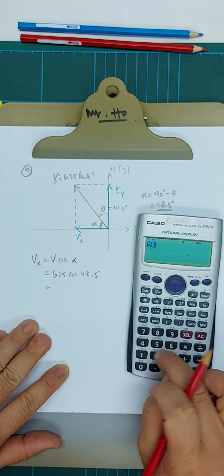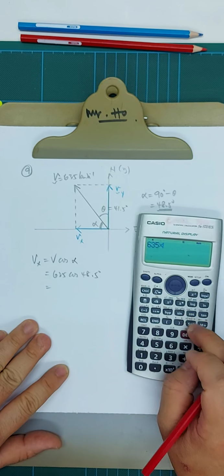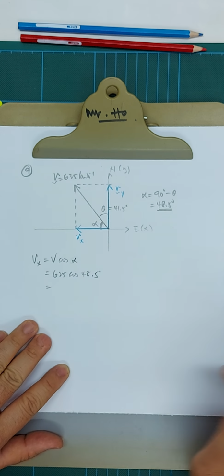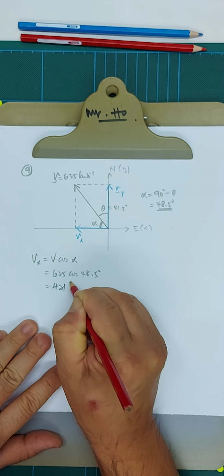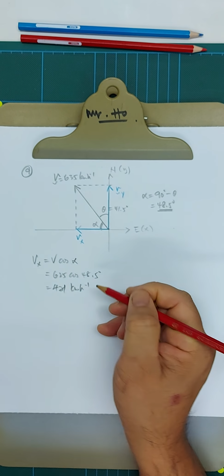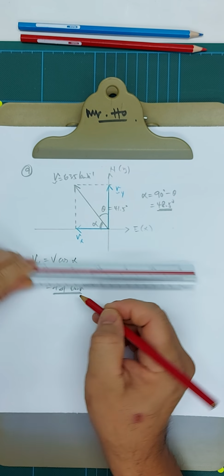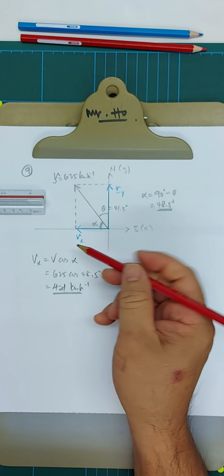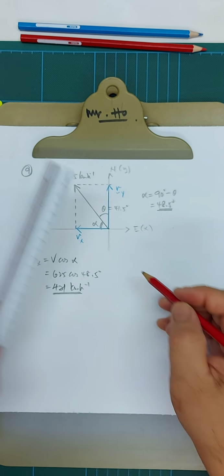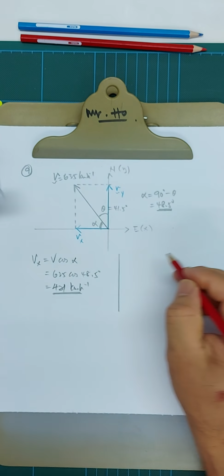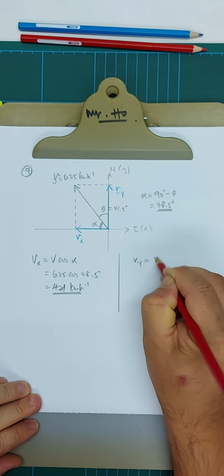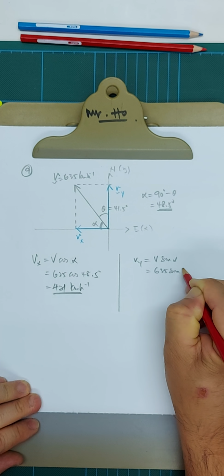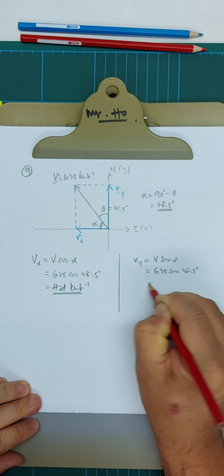So 635 multiply cosine 48.5, so we get 421 kilometer per hour. Okay, kilometer per hour, but negative, huh? But we don't use negative here because we are using west. Okay, we're using west. Next one is our Vy. That one is V sine alpha. So it's 635 sine 48.5 degree.